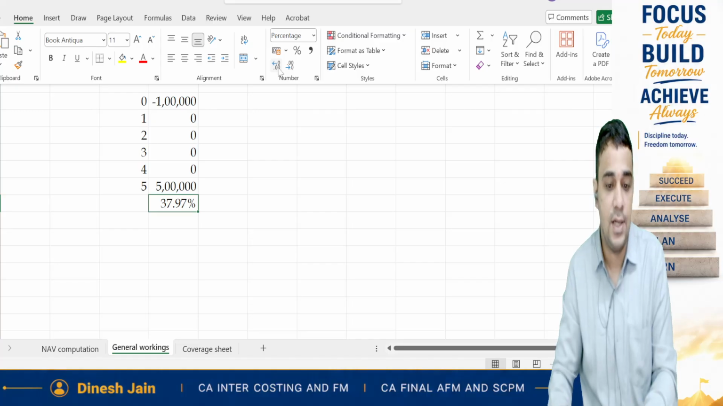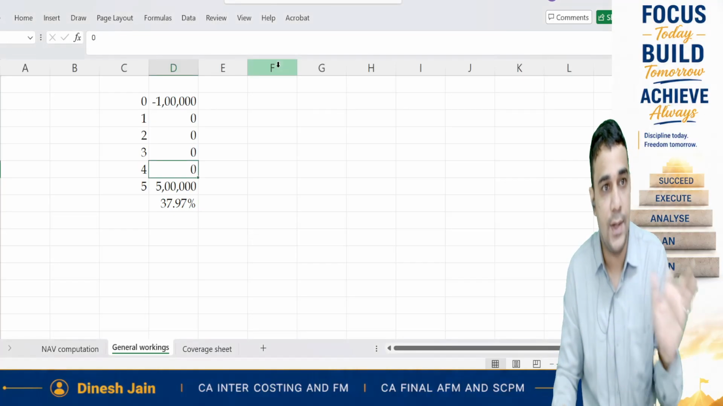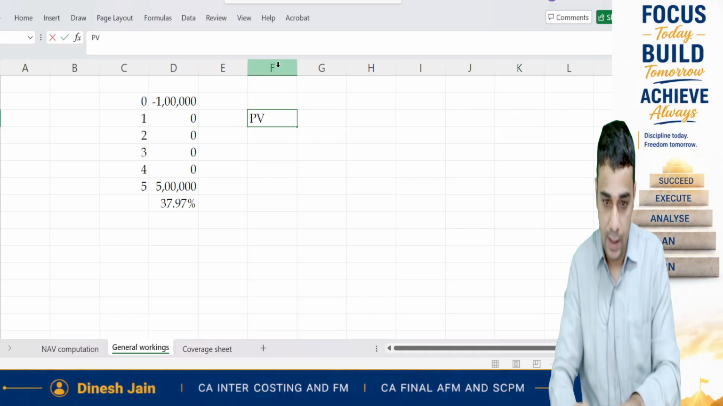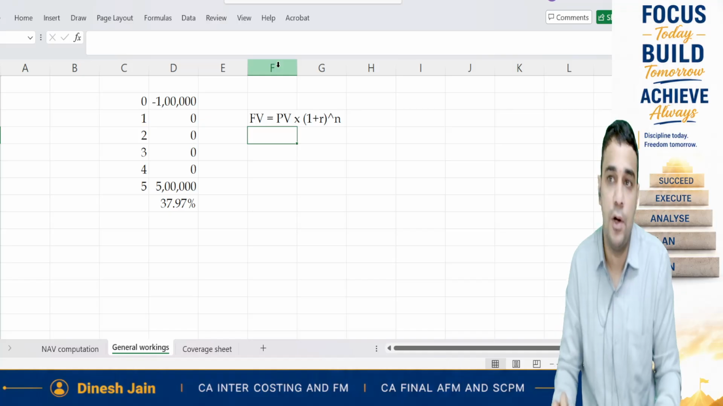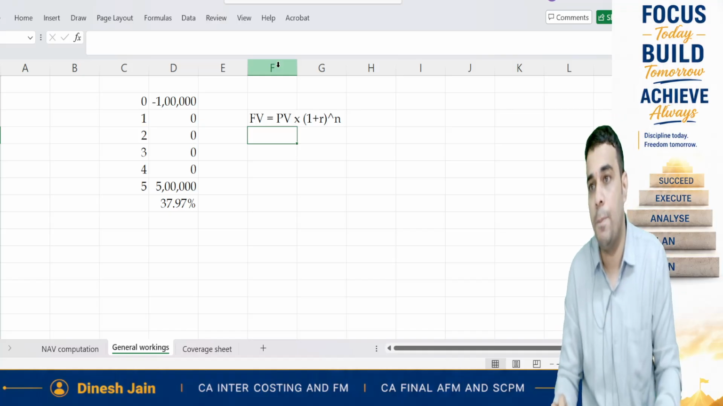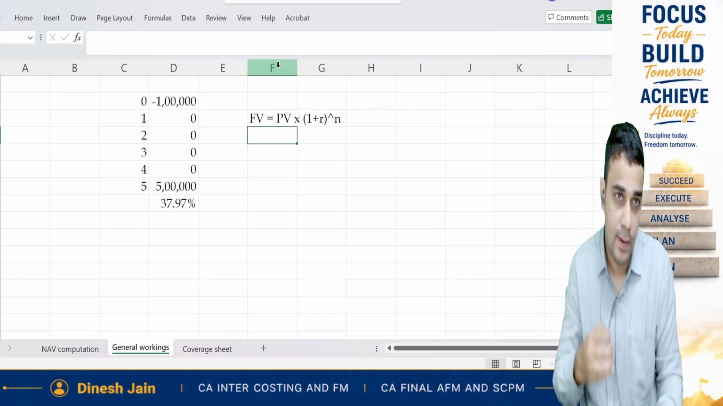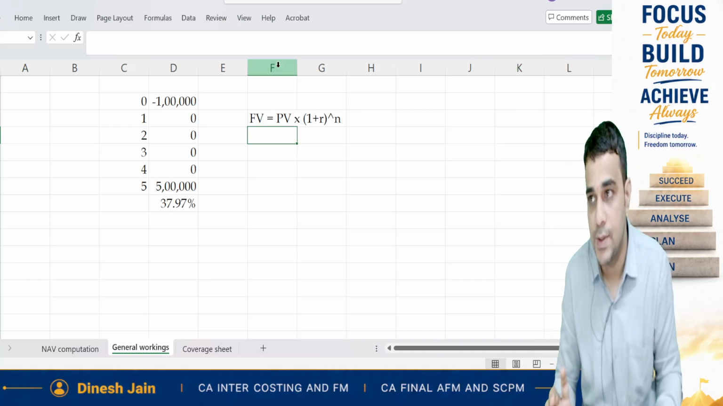You give me an Excel sheet like this, I am ready to do IRR for any problem. So the last question we did, it is 124 months. So for example, we'll do like this. Future value is equal to present value into (1 plus r) power n. Future value is what you get back. Present value is what you give. R is the IRR.